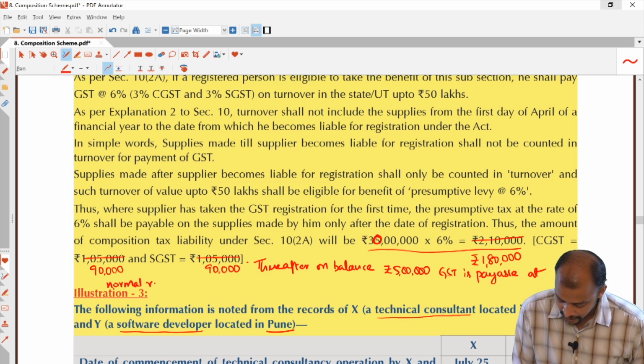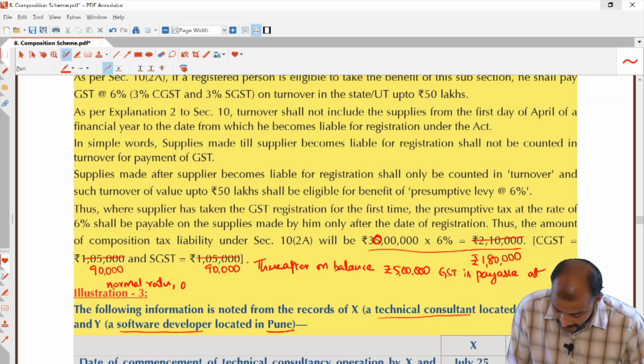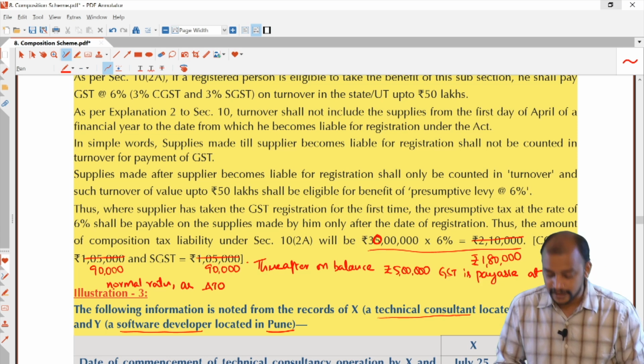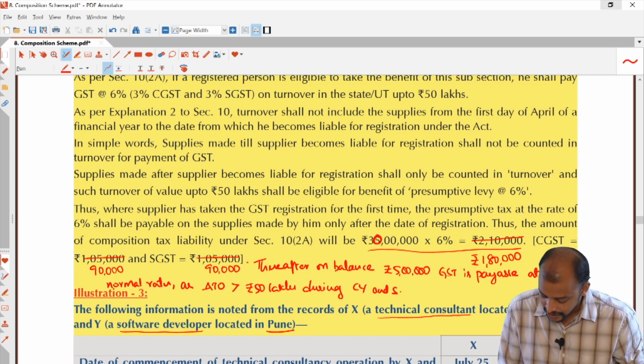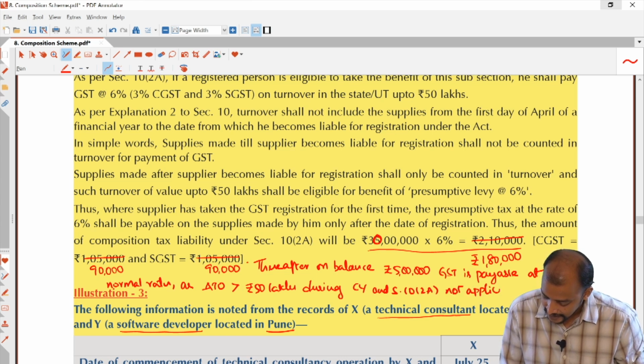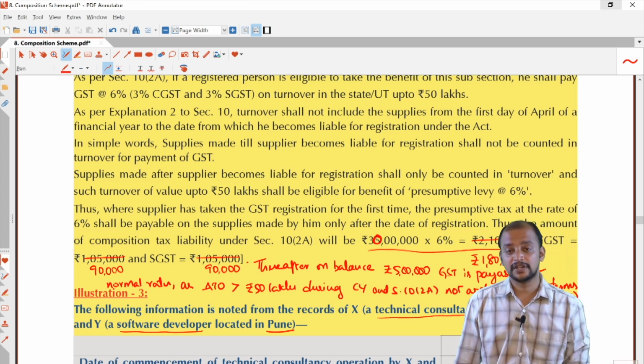Why is GST payable at normal rates? As aggregate turnover exceeds 50 lakhs during the current year, and section 10(2)(a) is not applicable in terms of section 10 subsection 3.